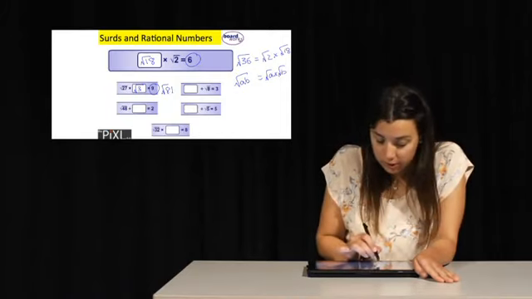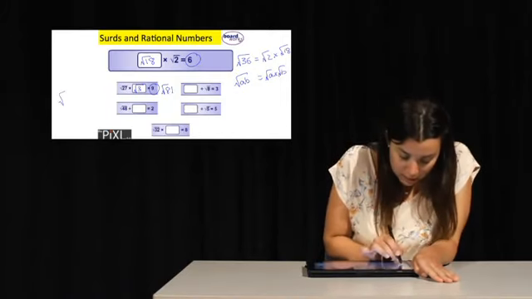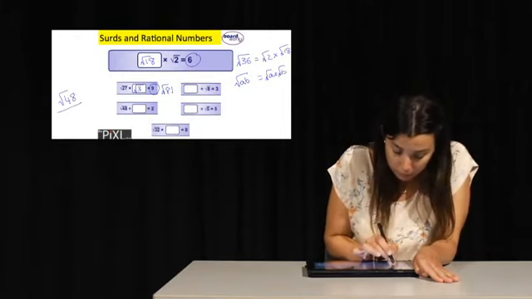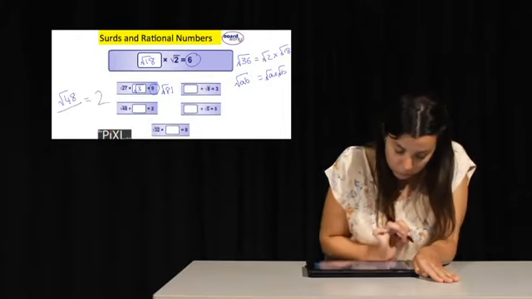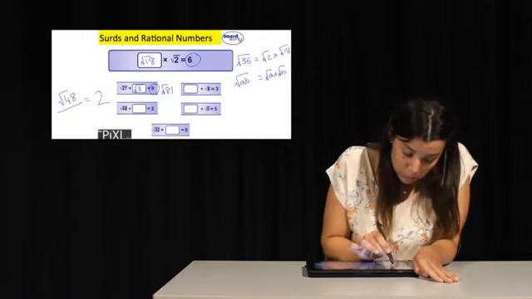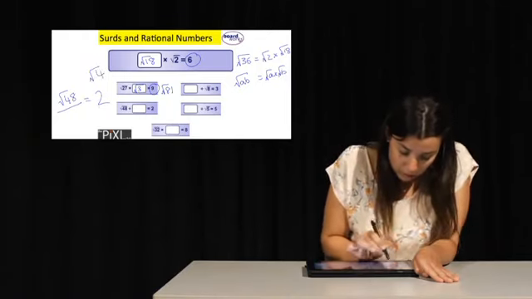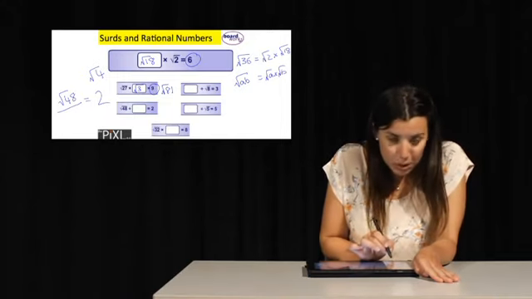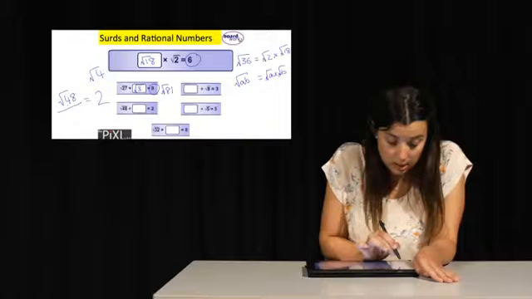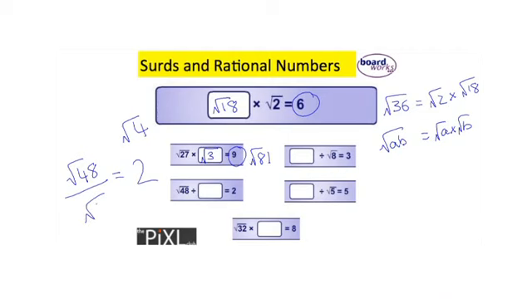Our second one is our division here. So if we write it out again, we have the square root of 48 divided by something is going to give us 2. Where's the 2 coming from? Well, the 2 comes from the square root of 4. So this has got to be equal to 4. How can I make 4 the square root of 4 when I start with the square root of 48? I'm going to need to divide by the square root of 12.